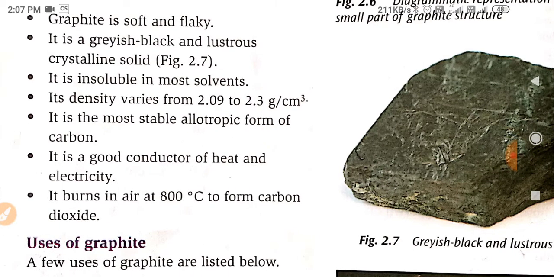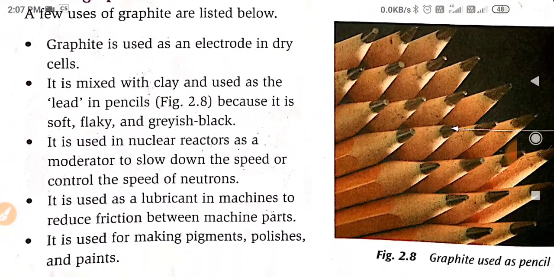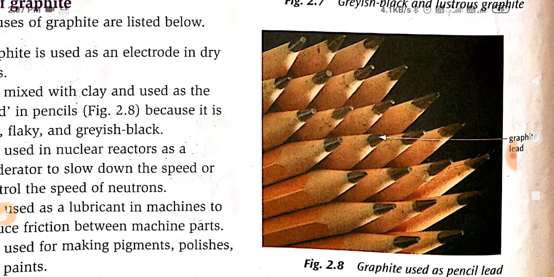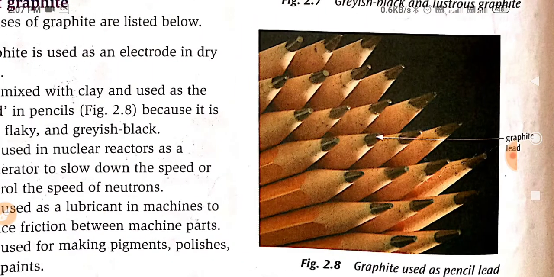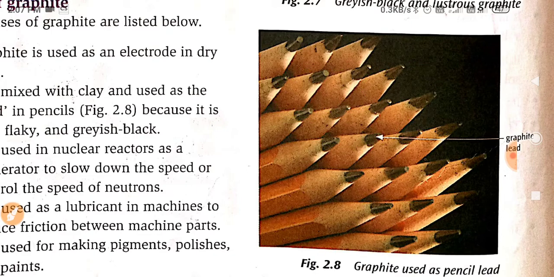There are some uses of graphite also. It is used as an electrode in dry cells. In physics you have read about it. It is mixed with clay and used as the lead in pencils because it is soft, flaky, and grayish black. You can see now that this part is mainly made up of this lead, or graphite. Graphite is used as pencil lead.